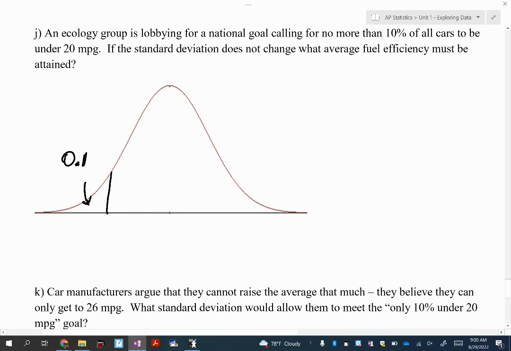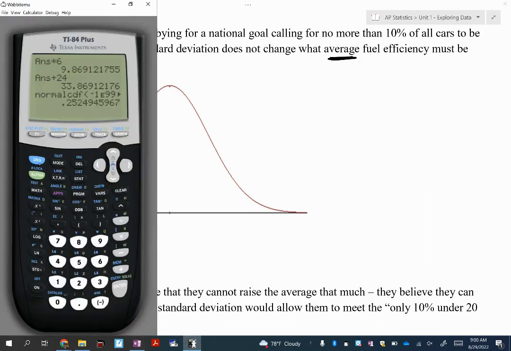And so we're going to find that the standard deviation is not going to change, but we can get a new average, a new mean that's going to make this work. So let's find the z-score associated with 10% of the values below it. So I'm going to do the inverse norm, which is number 3. All right, so type in 0.1.